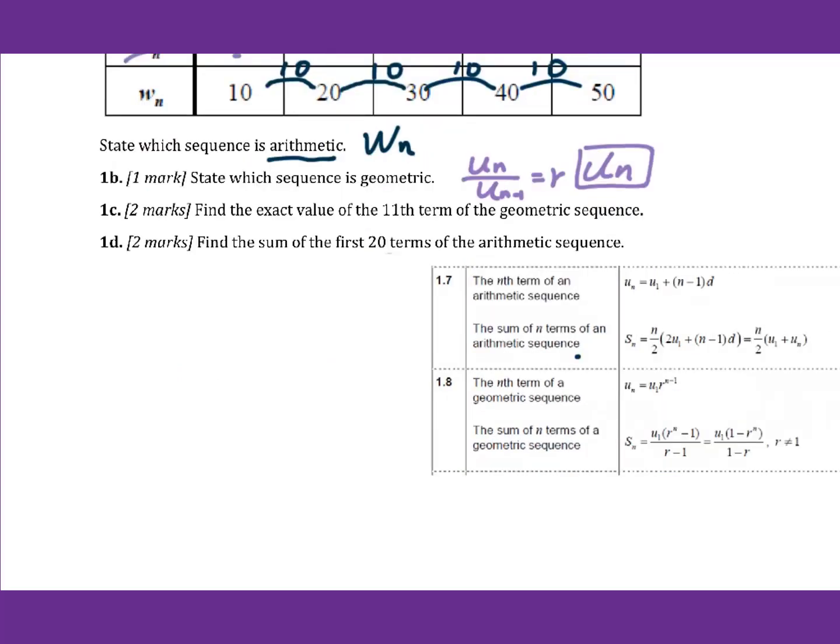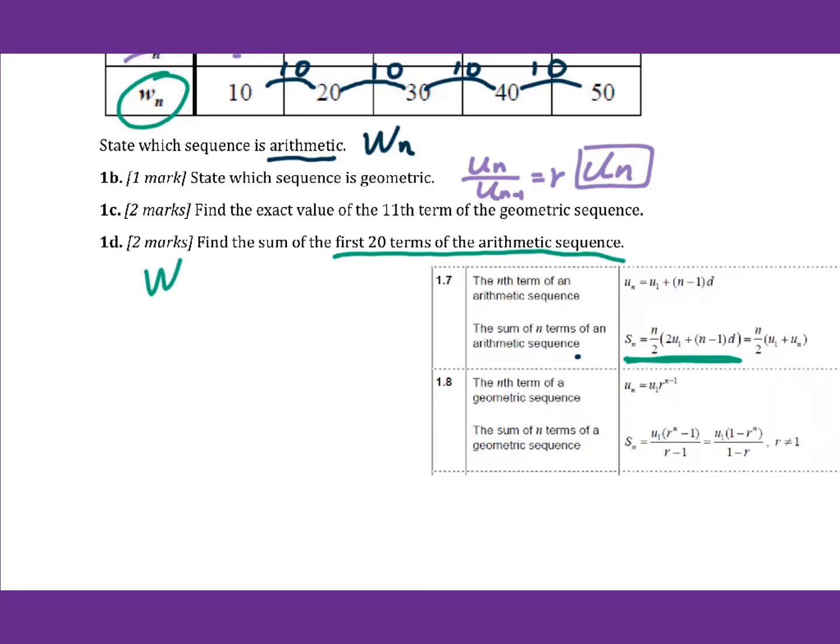For 1d, find the sum of the first 20 terms of the arithmetic sequence. We know the arithmetic sequence is w sub n. So we have to use this formula.